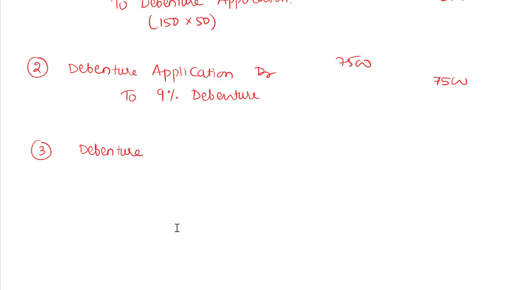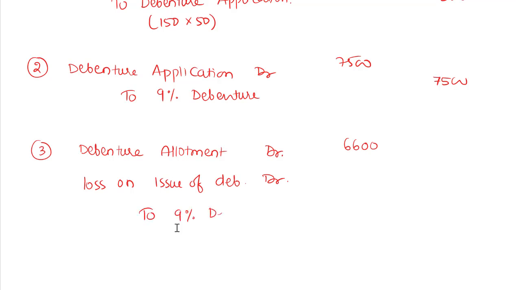Debenture allotment. Debenture allotment debit 6600, loss on issue of debentures debit to 9% debenture 7500, to debenture redemption premium.